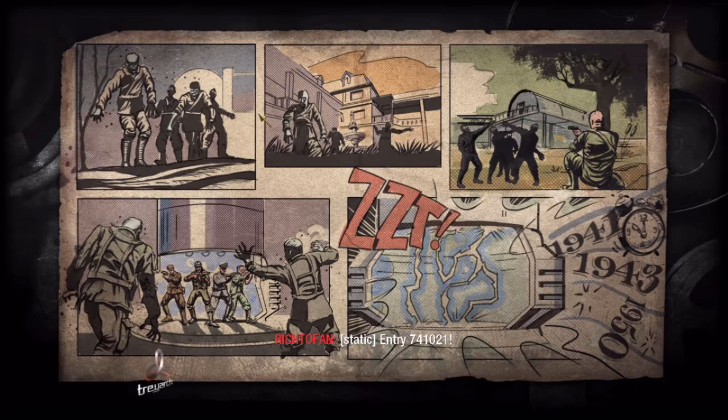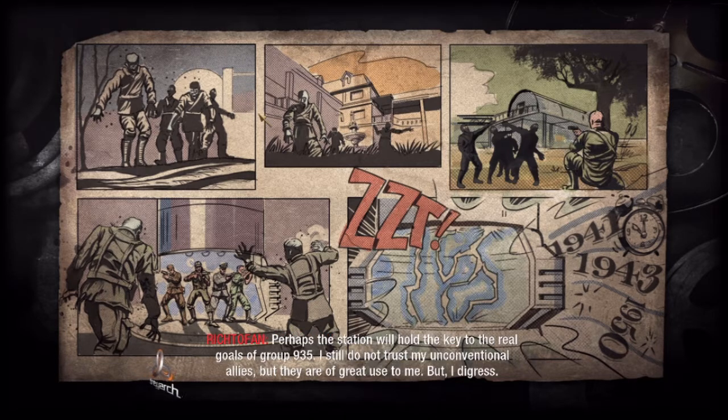Entry 7410-21! After the station will hold the key to the real goals of Group 9. I still do not trust my unconventional allies. But they are of great use to me.